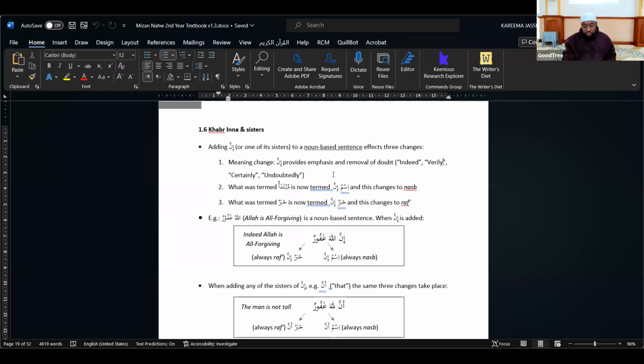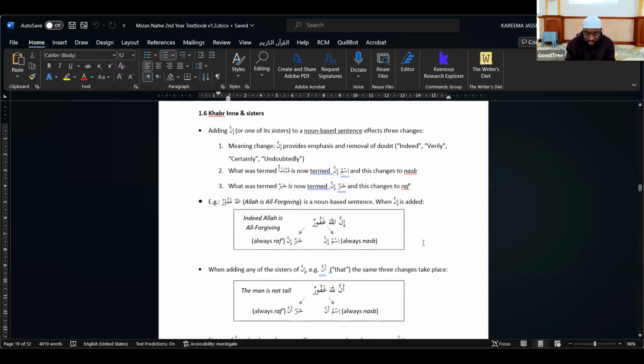Inna ar-rajula kabirun. Right? So now, the first change that takes place is that the mubtada becomes, we don't call it the mubtada anymore. What do we call it? The ism of inna. And the ism of inna will not be rafa, rather it will be nasb. The second change is that instead of just calling the next word the khabar, we call it the khabar of inna, right? It was always rafa. So that's how it works. Simple, straightforward. Everyone understands? Any questions?